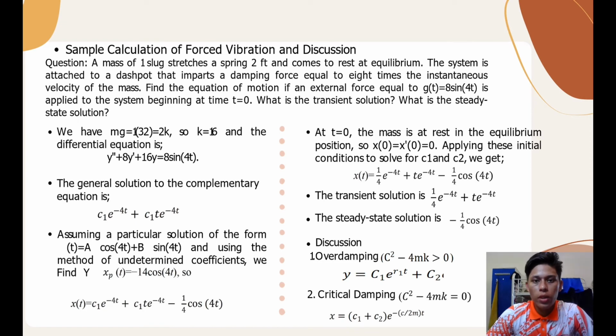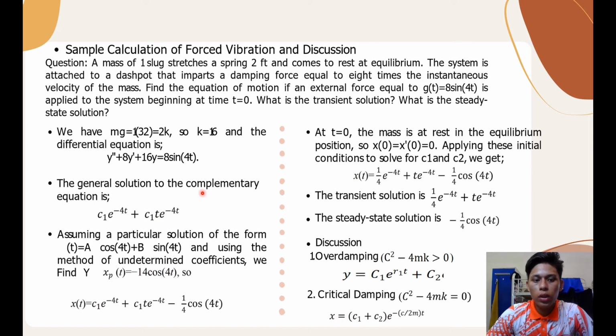So I will present the sample calculation for second order homogeneous. I got the question here, and then I converted it to the differential equation, which is y double prime plus 8y prime plus 16y equals 8 sin 4t. So we do the quadratic formula, r squared plus 8r plus 16 equals 0, and then we got the two equal roots.